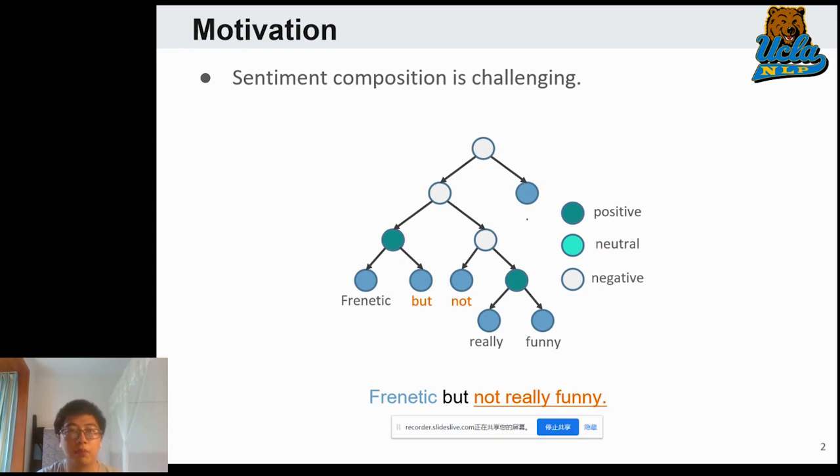Sentiment analysis is an important task in NLP. One of the key challenges in sentiment analysis is to model the compositional sentiment semantics. Take the sentence "frenetic but not really funny" as an example. The sentiments of frenetic and really funny are both positive. However, the word not changes the sentiment of the phrase really funny, and the conjunction word but combines these two parts of the sentence. So it's very challenging for a machine to understand these compositions of semantics.